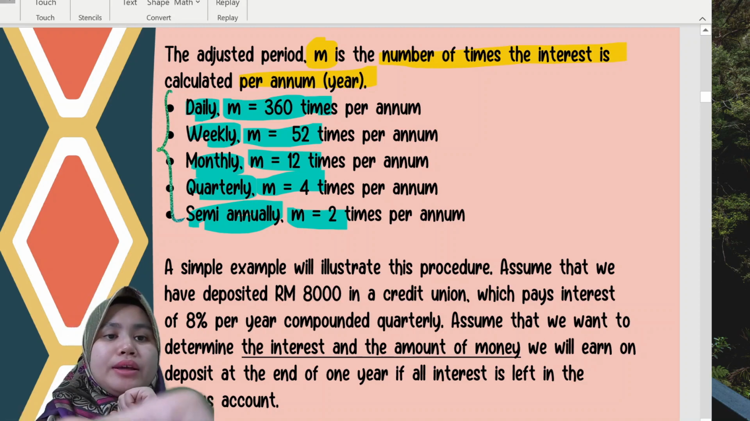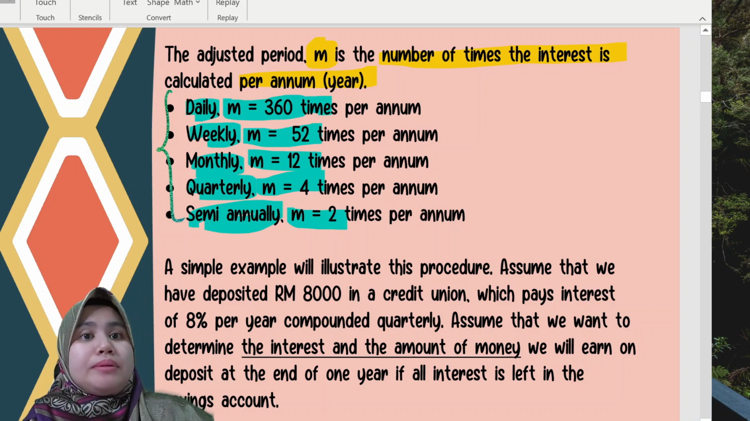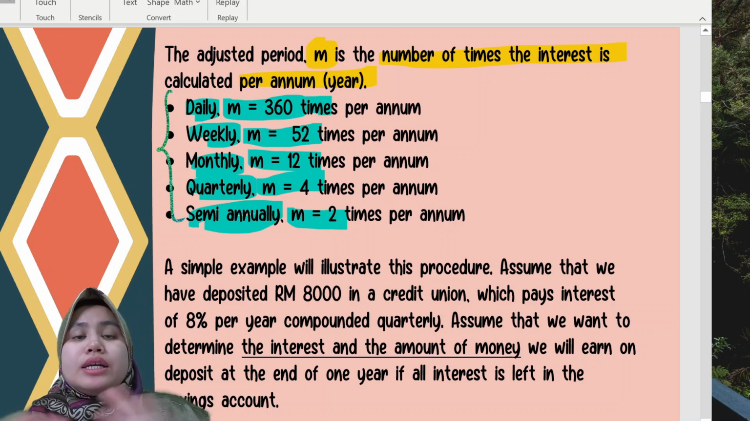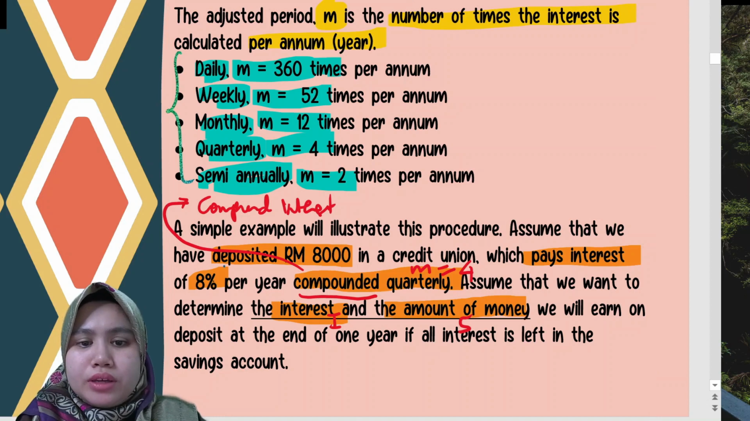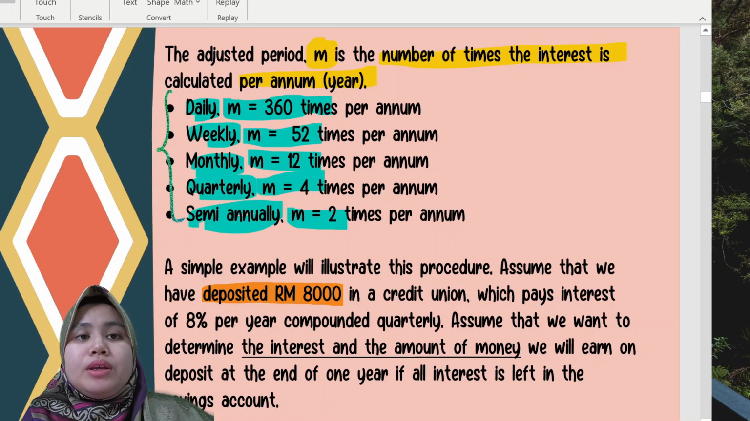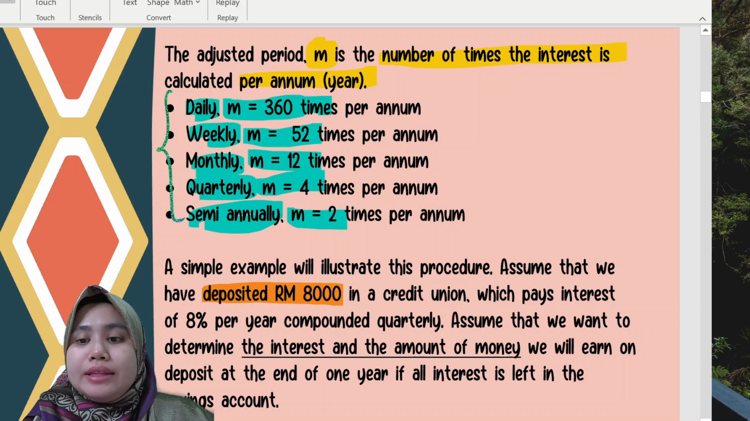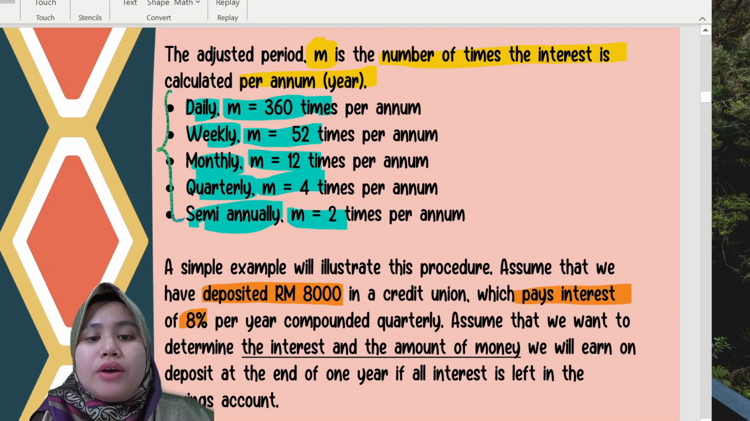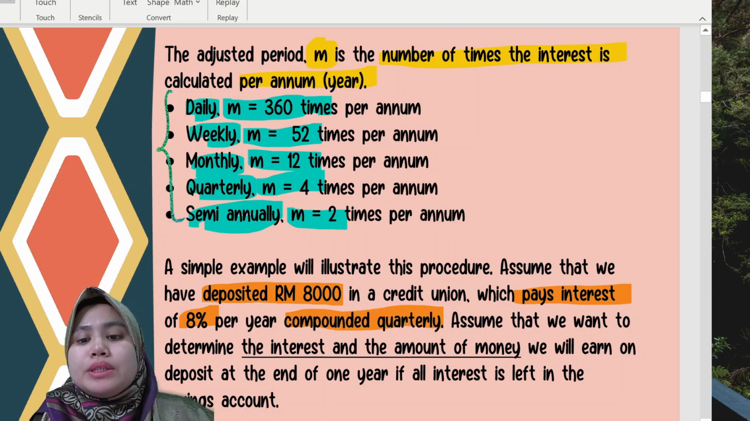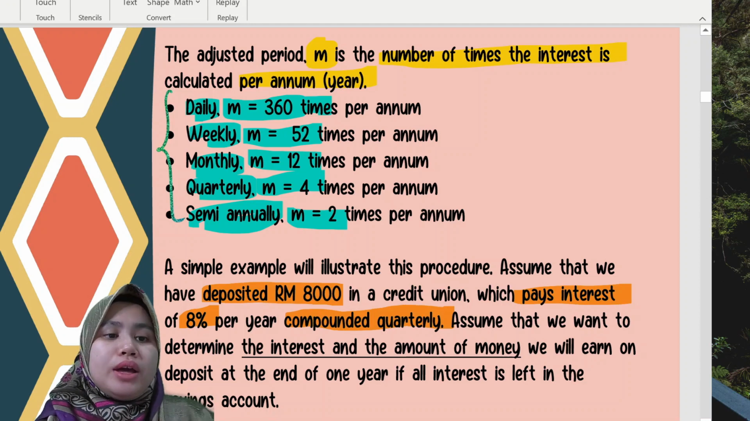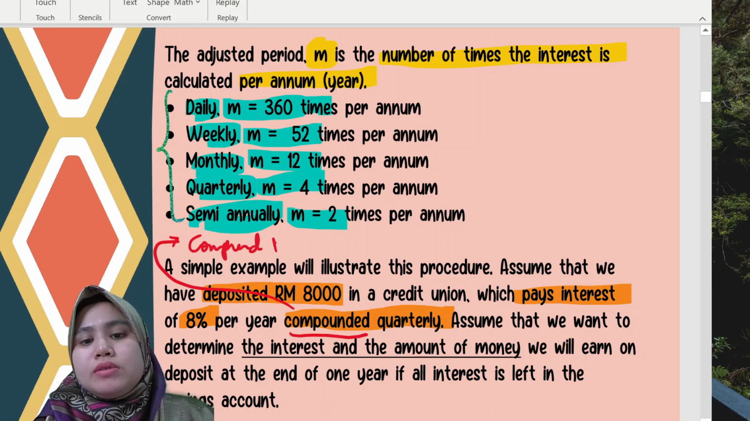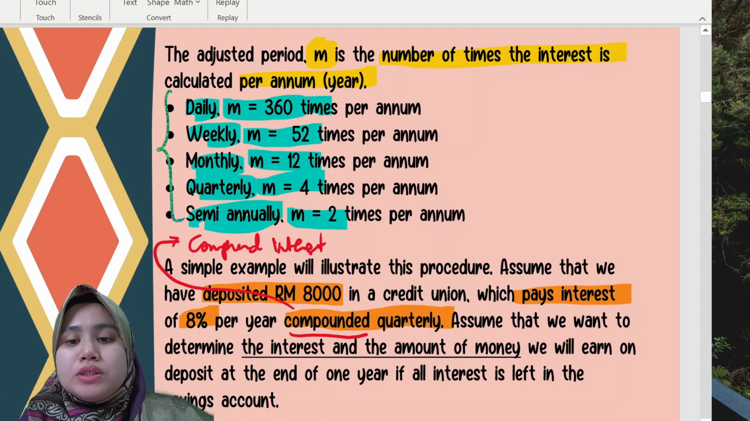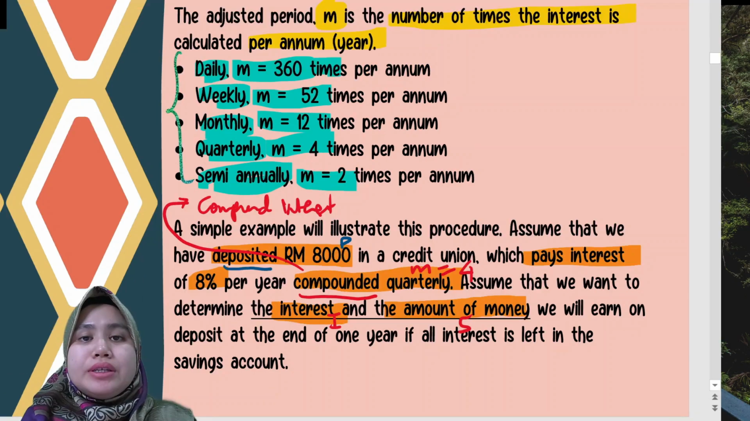Next, let's look at a simple example that will illustrate this procedure. Assume that we deposit RM 8,000 in a credit union. The word deposit there is your P, which is 8,000. It pays interest of 8% per year compounded quarterly. Here you have the word compound, so it is under compound interest. For compound interest, of course you have to know your m, per year compounded quarterly.